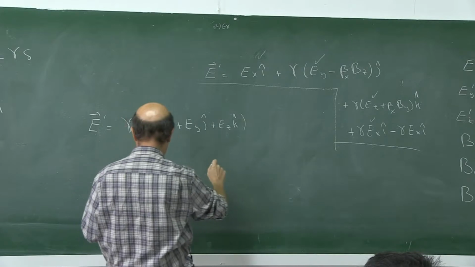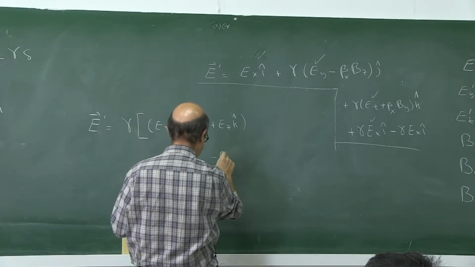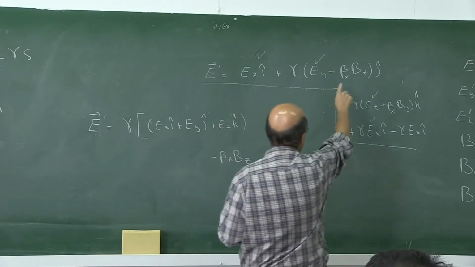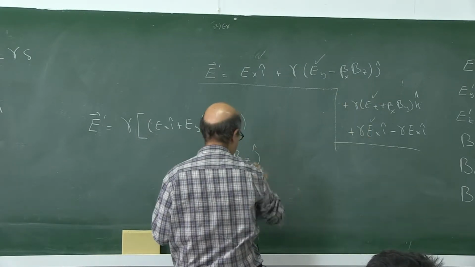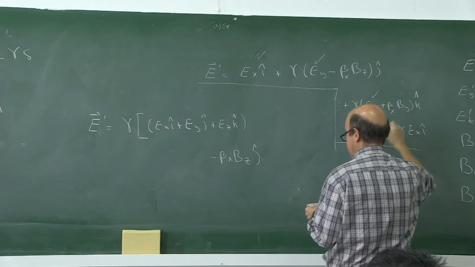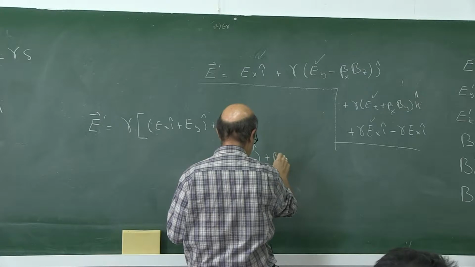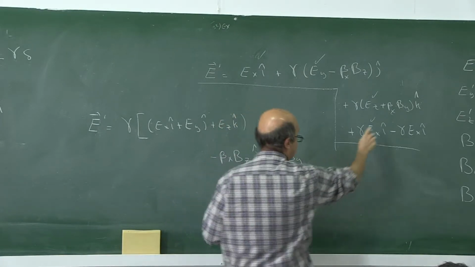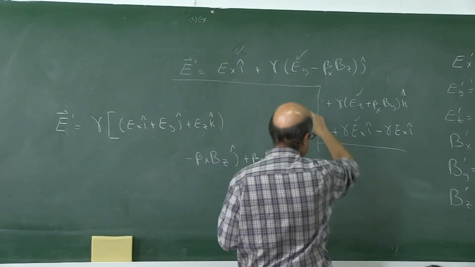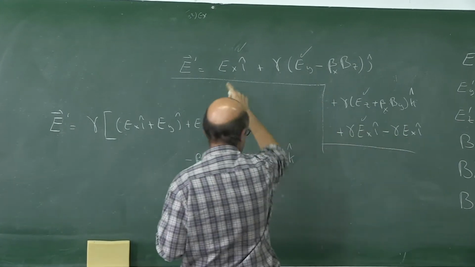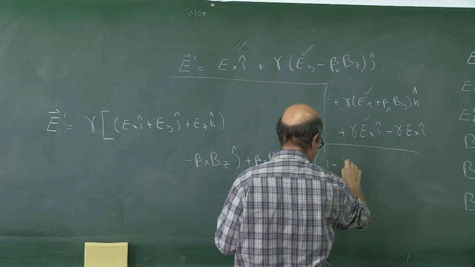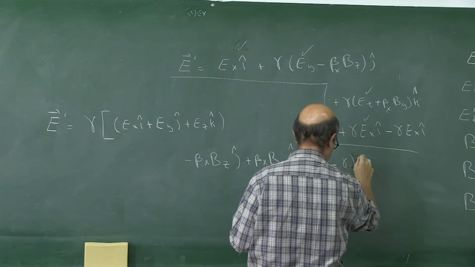So in gamma parentheses, we have what? Minus beta x Bz, along j. And what else do we have? In gamma parentheses, beta x, By, this term along k hat. What are the leftover terms? I used all gammas, but I did not use this and that term, and that is equal to plus 1 minus gamma Ex i.